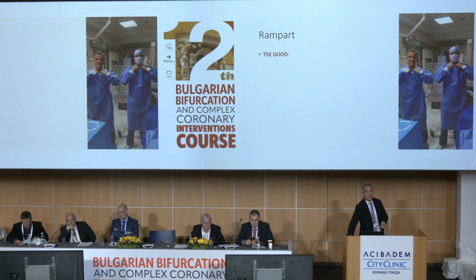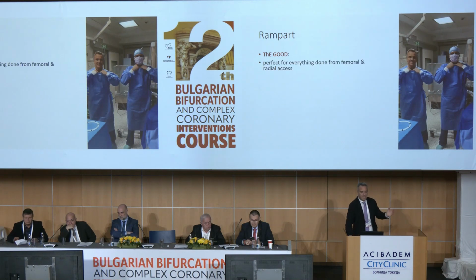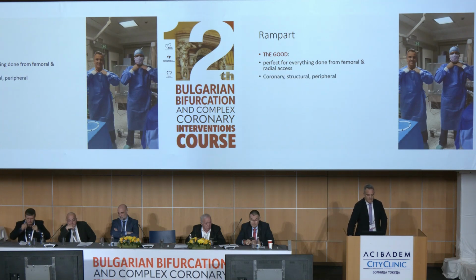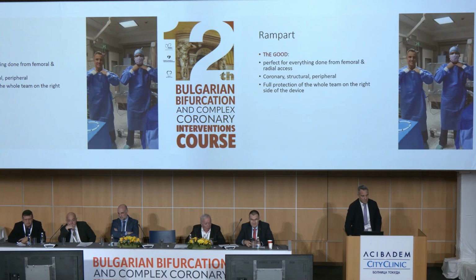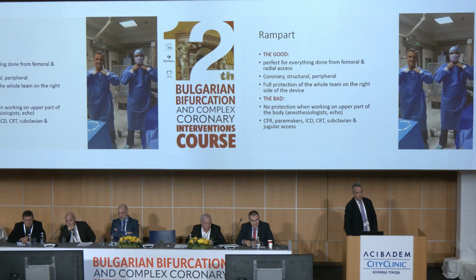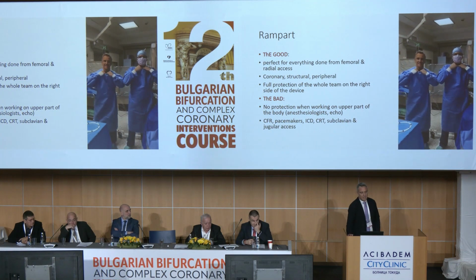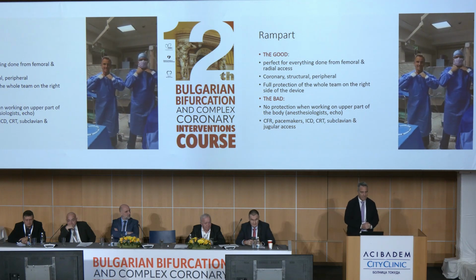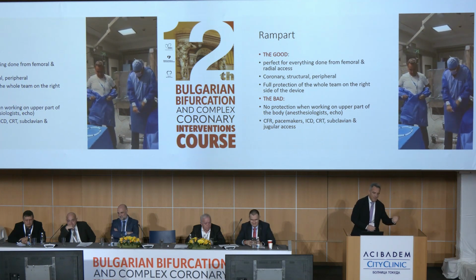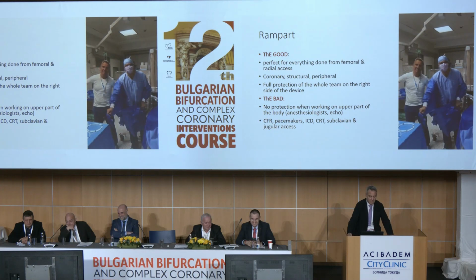So, Rampart is perfect for everything done from femoral to radial and on the right side of the device, for coronary, structural, peripheral. It's full protection, 100% for the whole team on the right side of the device. And the bad side is that it's no protection when working on the upper part of the body, so anesthesiologist, echo, and for CRT, pacemakers, ICD, and subclavian and jugular access, and this was me and Gabriele doing cases without any apron last year.